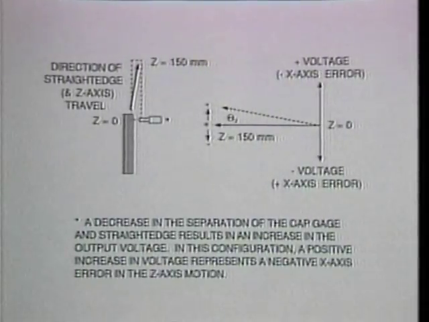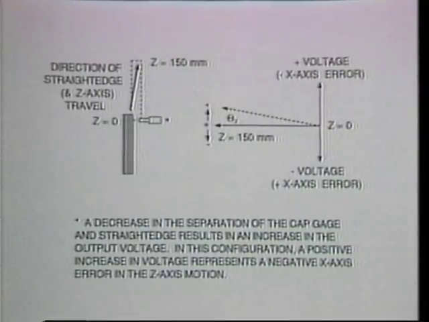In the setup for the z-axis straightness measurement, a decrease in the separation of the straight edge and the cap gauge again results in an increase in signal voltage. However, in the setup of the z-axis straightness measurement, an increase in voltage corresponds to a negative x-axis error in the motion of the z-axis slide.